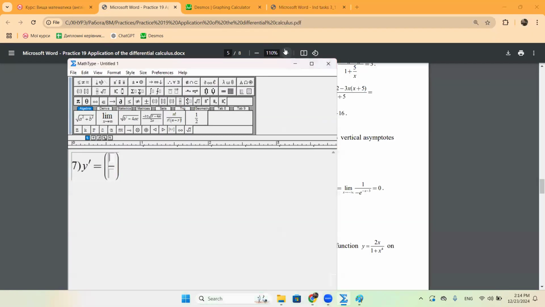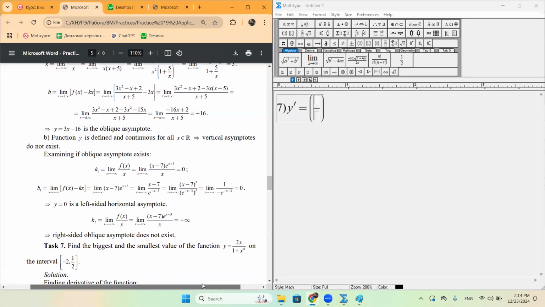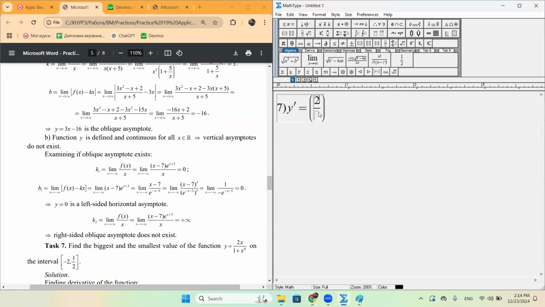2x divided by 1 plus x in power of 4, and prime. So what do we have here? Here will be just a square.